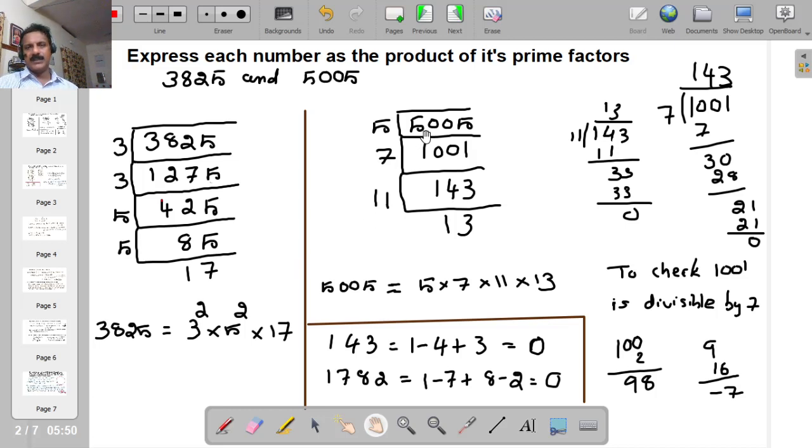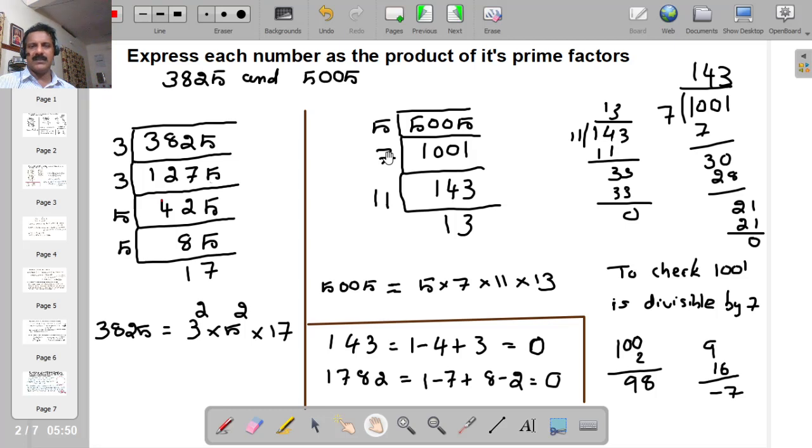Now we have to express 5005 as the product of its prime factors. 5005 is not divisible by 2. It is also not divisible by 3, but it is divisible by 5 since it is ending with 5. And when we divide 5005 by 5, we got 1001. 1001 is not divisible by 5. Now we have to check the divisibility of 1001 by the next prime number available, which is 7.